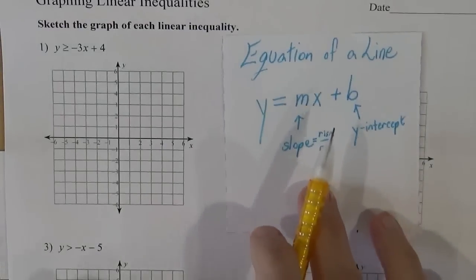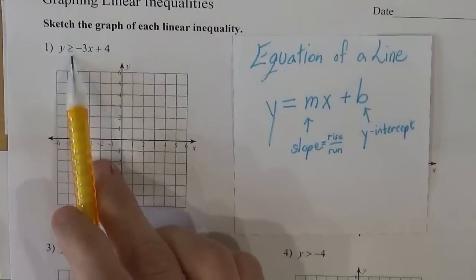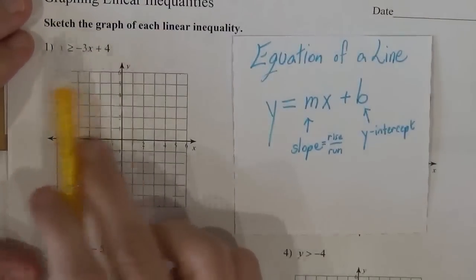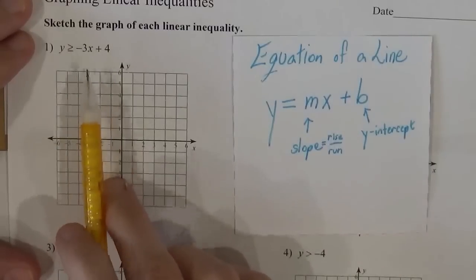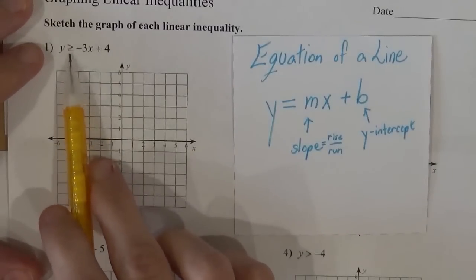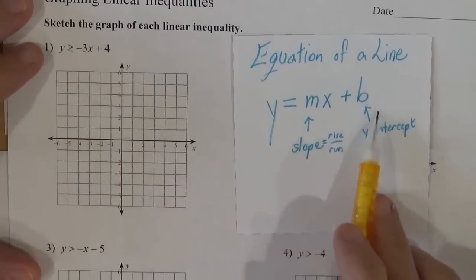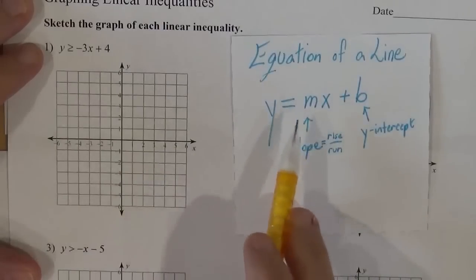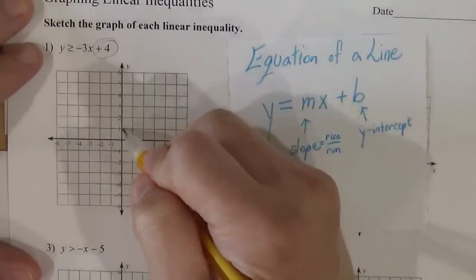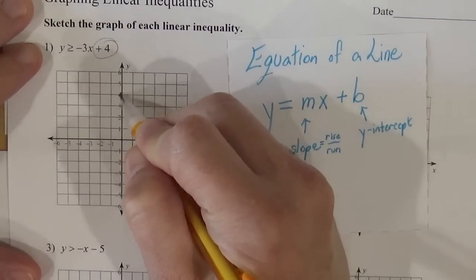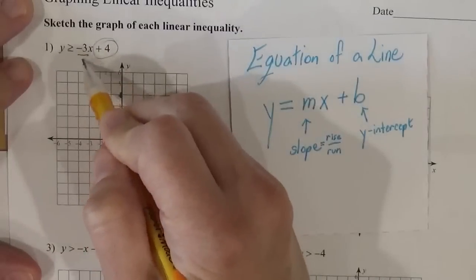Okey-dokey. So first, these are inequalities. So there's going to be lots of points that satisfy this equation. But first we're going to pretend that it's just an equal sign and draw this line. So my y-intercept is 4, 1, 2, 3, 4. And my slope is negative 3 over 1.